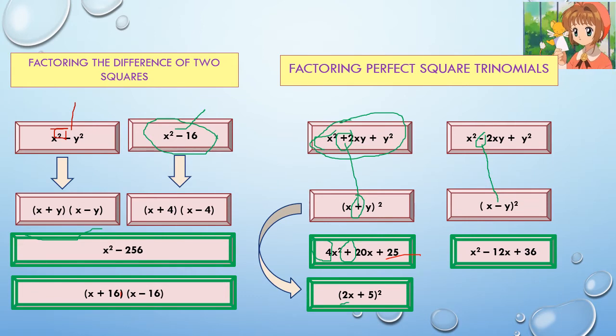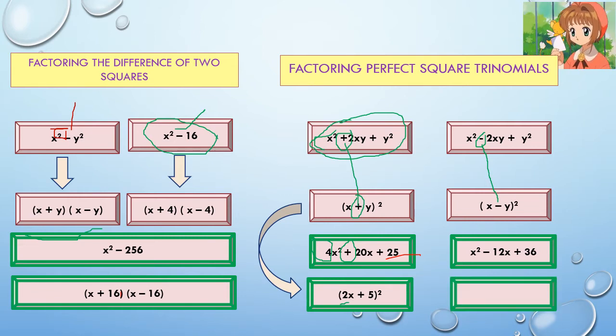x squared minus 12x plus 36. So again, we'll just be using the same pattern. Remember that the first term and the second term here are separated by a minus sign, so your answer should be in minus sign also. So what do you think is your answer? Did you get the same answer as me? I'm not writing the correct answer, but you can comment or message me if you know the correct answer.